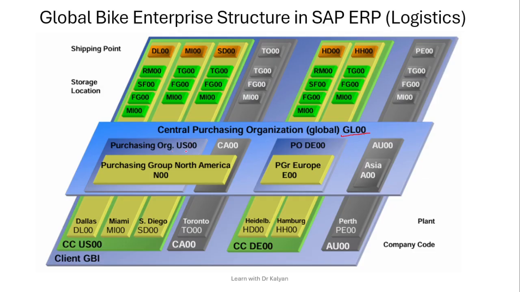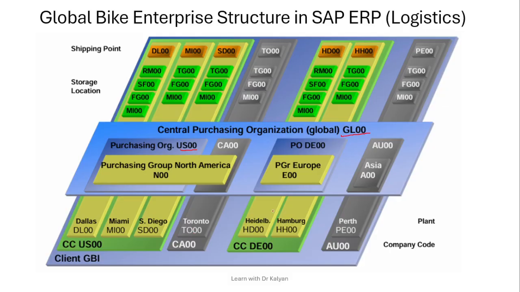There is also a purchasing organization whose job is to buy raw materials only for the plants present in the US. The code used for this purchasing organization is US00. Their job is to buy raw materials for the plants present in the United States, like Dallas, Miami, and San Diego. And there is a purchasing organization called CA00. Their job is to buy raw materials only for the Toronto plant.